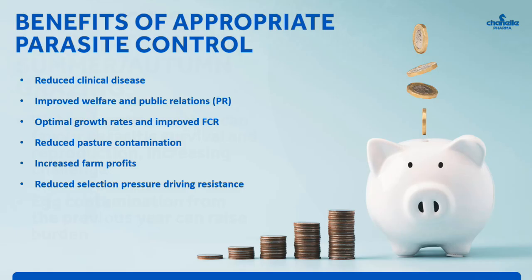Another benefit is we reduce pasture contamination. So we reduce the disease pressure for this year's population of animals, but also this can be a benefit to animals in subsequent years. Naturally, if we do all of this right and we apply these optimal approaches, we will increase farm profits. And finally, and importantly, if we do things right, we reduce the selection pressure, which is driving the development of parasitic resistance.